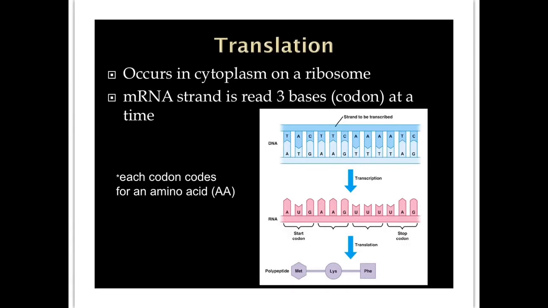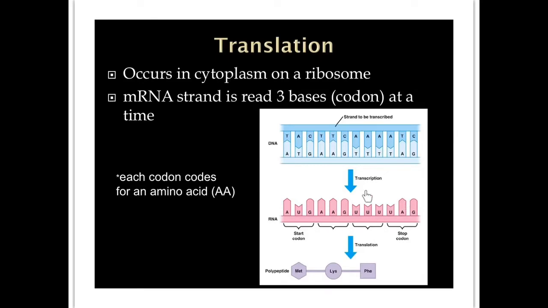After transcription, translation is going to happen. Translation is the second part of protein synthesis. This occurs in the cytoplasm on a ribosome. This is the same thing in both prokaryotes and eukaryotes. So I can see in this picture that it's showing that of the double-stranded DNA, only one strand is read during transcription to make a single strand of RNA.